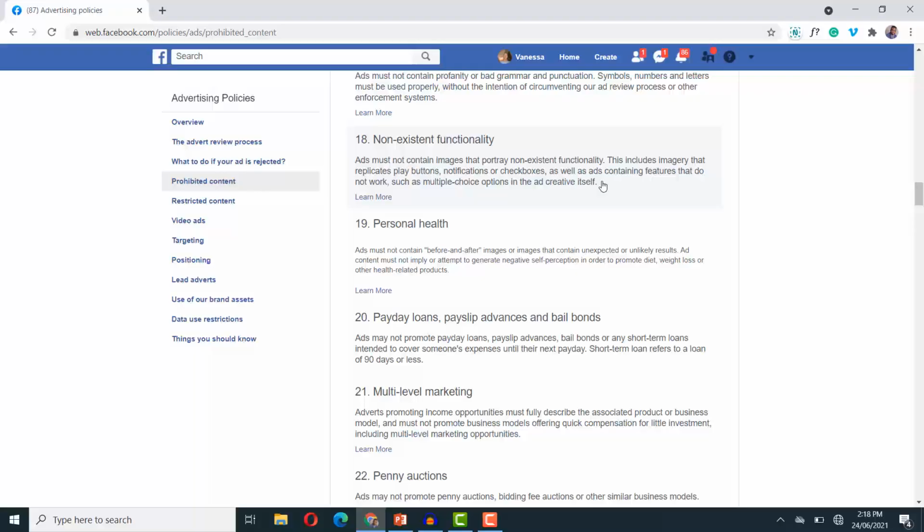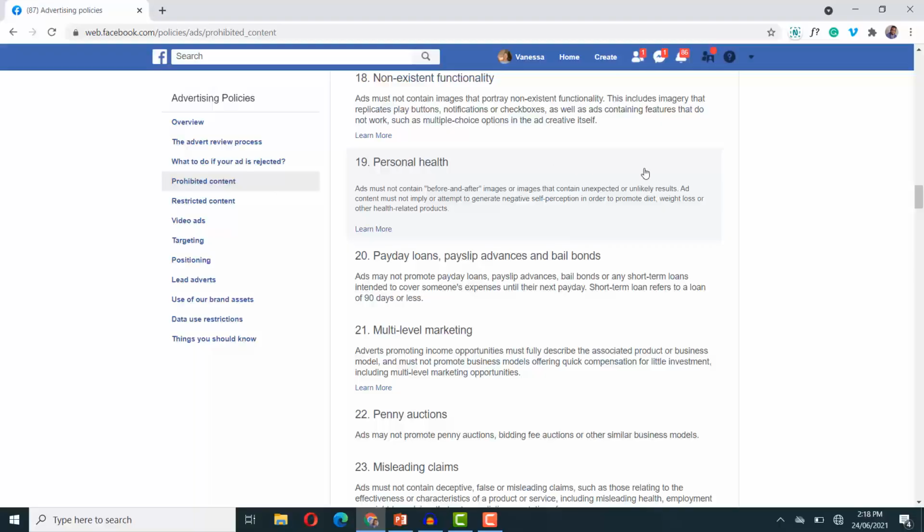All right. Then we have personal health. Ads must not contain before and after images or images that contain unexpected or unlikely results.